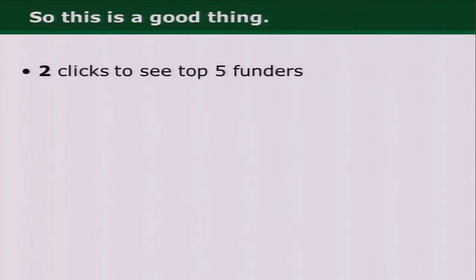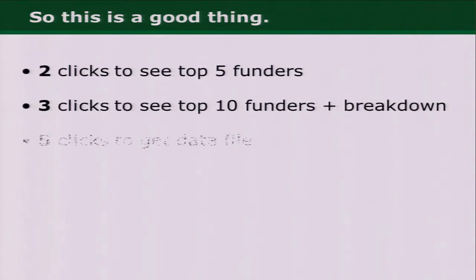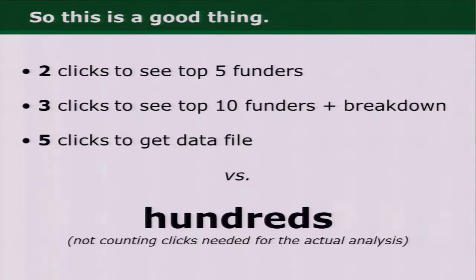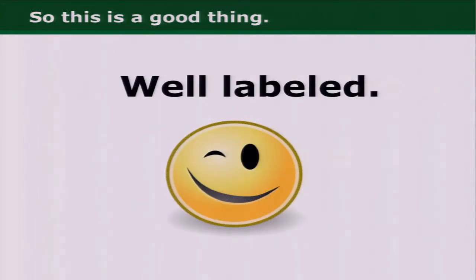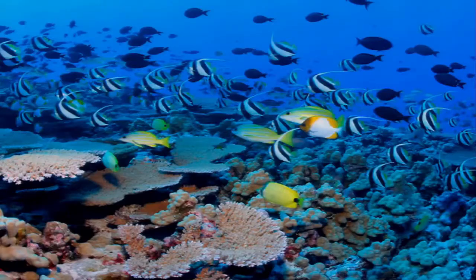So this is a good thing. 2 clicks to see top 5, 3 clicks to see top 10, 5 clicks to get the data file versus hundreds of clicks, and it's a lot cleaner than the data that you get in the raw site. But there are many other fish in the sea.